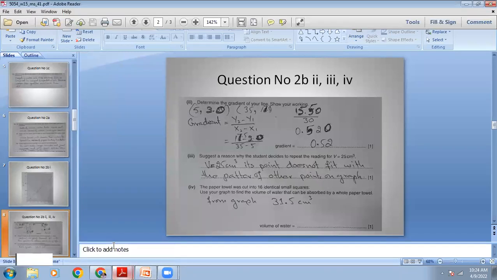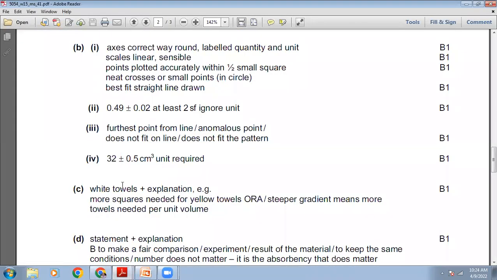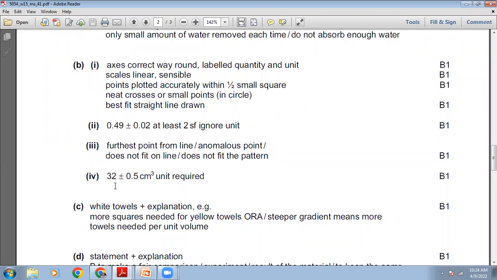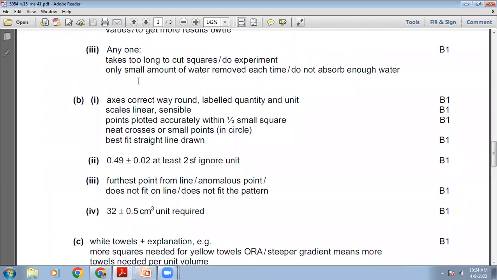So let's have a look at the marking scheme. So our answer is this. They say this is their answer. Plot correctly. They say the gradient will be 0.59 plus or minus 0.02. So our answer is almost in the range. Our answer is 0.52. They say 0.59 plus or minus 0.02. Approximately our answer is right. You can draw a better line of best fit, and then you will have a closer answer to this.